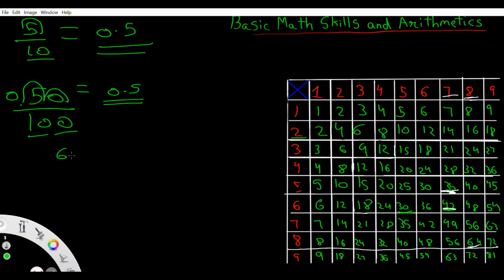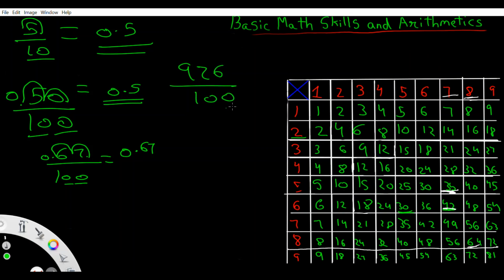If you have 67 over 100, two zeros, and the decimal point is here, this goes back 1, 2 to become 0.67. If you have 976 over 100, so two decimal places, two zeros, and the decimal point is here, so this moves two decimal places to the left, 1, 2, to become 9.76.